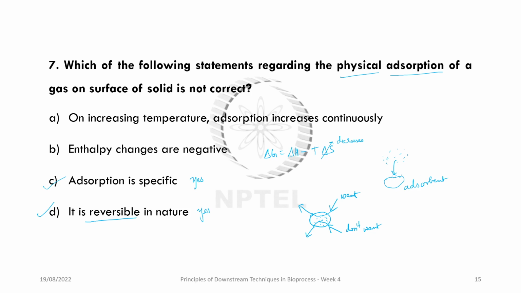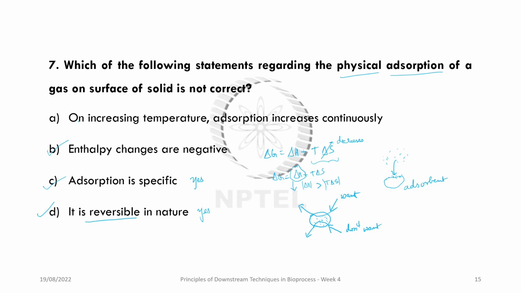So those molecules are actually losing their freedom and they are going to restrict themselves to the adsorbent surface. So the entropy decreases, it's negative. Therefore, this whole term turns positive, correct? It becomes delta H plus T delta S, which means enthalpy has to decrease, it has to be negative, and the modulus of enthalpy should be greater than the value of T delta S. Therefore, enthalpy changes are negative is true.